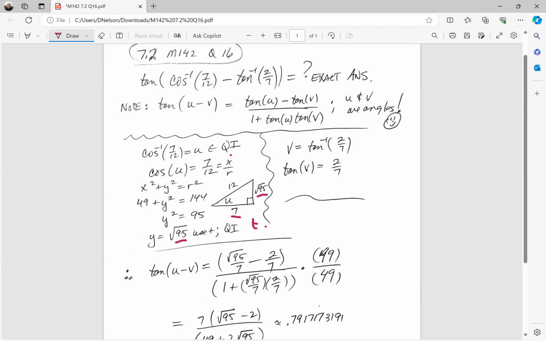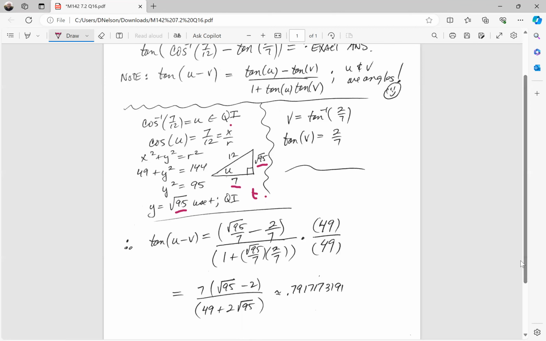And so I'm going to clear out the fractions. I'm going to distribute through 49 over 49 to clean up that fraction. And the 7s on the top will cancel. You get the quantity square root of 95 minus 2 on the top. And on the bottom, the 1 times the 49 is going to give us 49, plus 2 square root of 95.